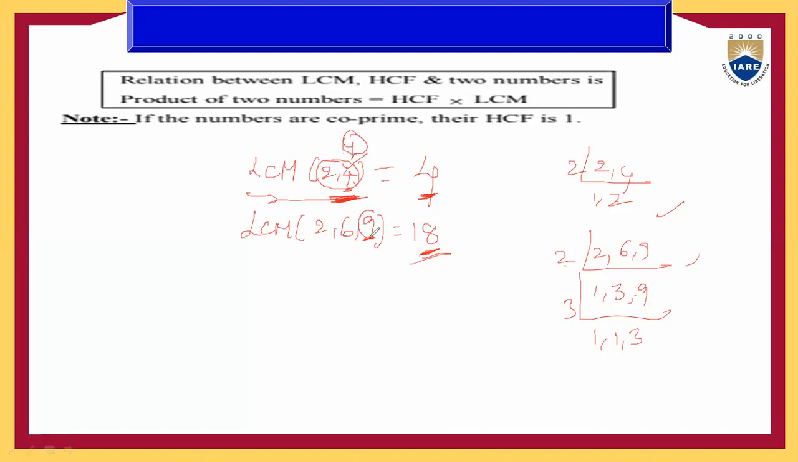In the second case, the highest value is 9. Is 9 divisible by the remaining two numbers? 9 divisible by 6, no. No means we take a multiple of 9. 9 times 2 is 18. Is 18 divisible by the remaining two numbers? Yes. 18 is divisible by 6, 18 is divisible by 2. So 18 is the LCM. In this way, we find the LCM of any numbers just by taking multiples of these values.